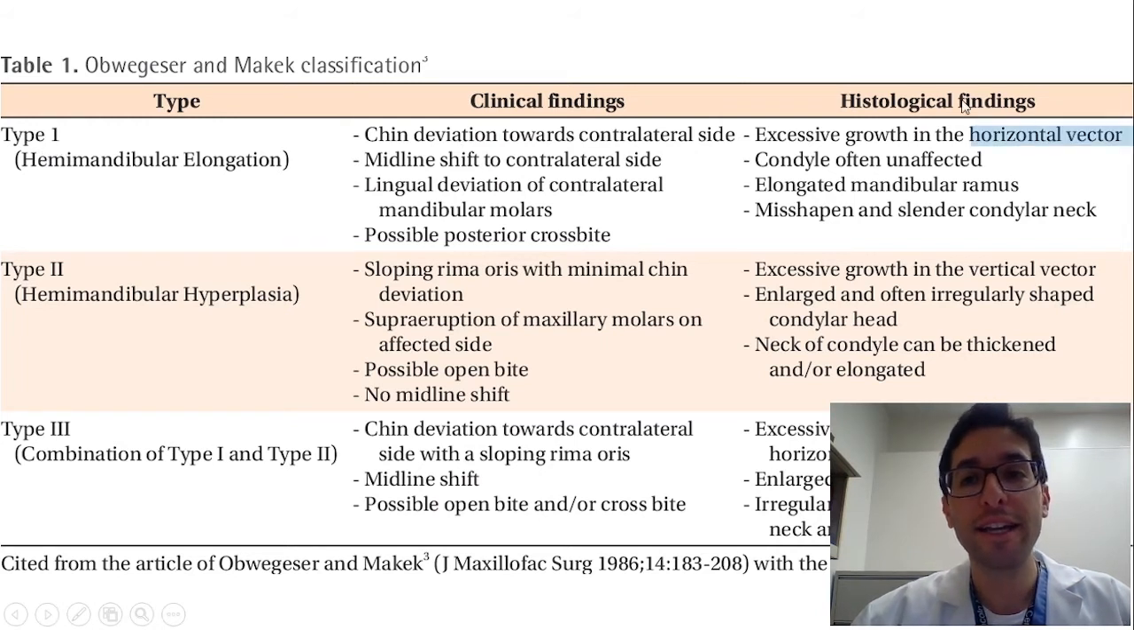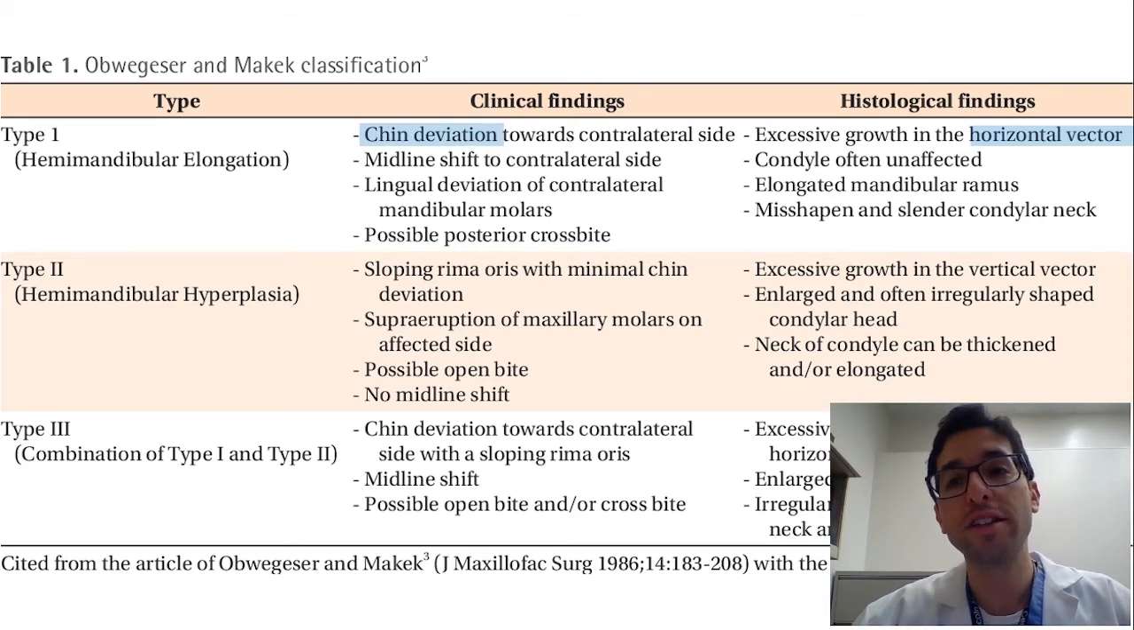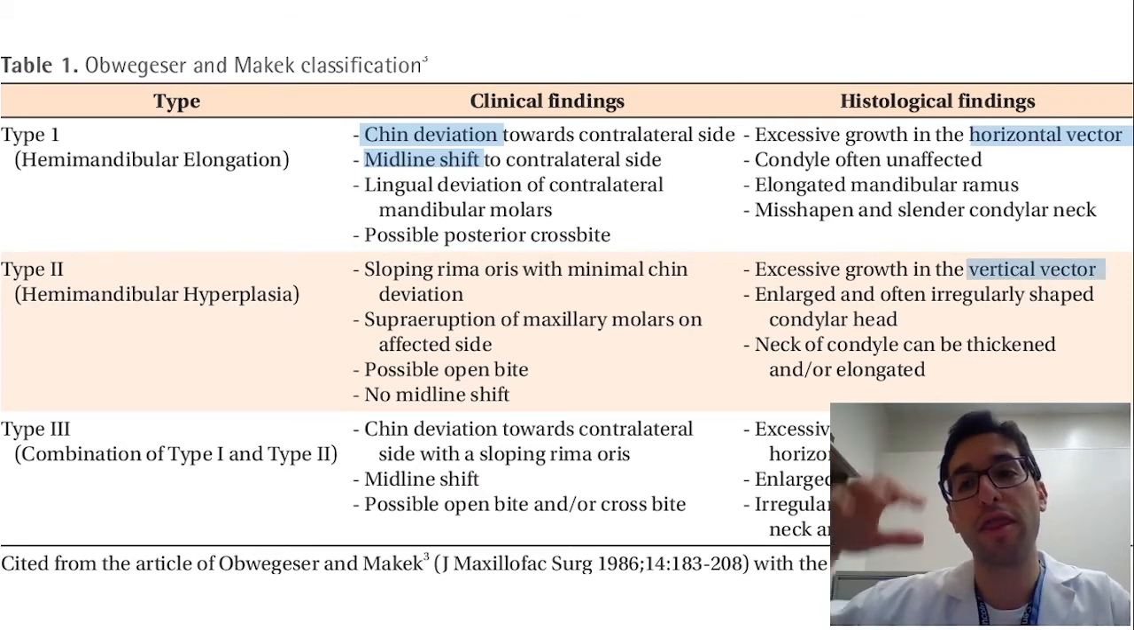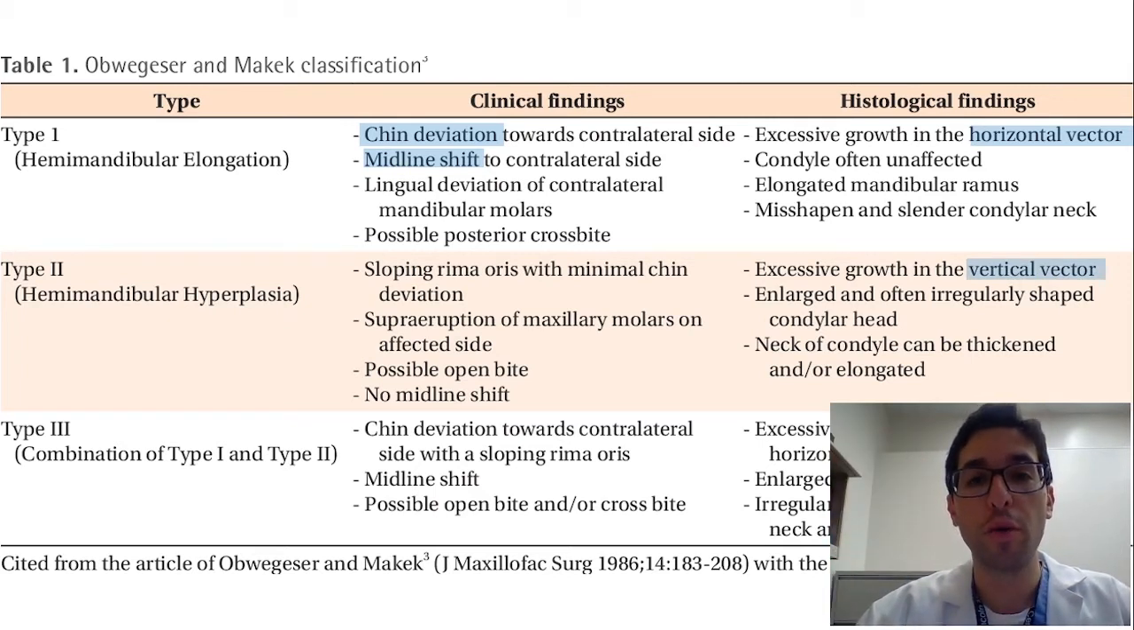Type 1 is in the horizontal vector. That's how he broke it up. And so basically you imagine horizontal meaning width. So it's getting wider. So if the condyle gets wider, you're going to get chin deviation and you're going to get a midline shift. And type 2 is the vertical. That's the length, the elongation. So in that case, you're going to get an open bite. So again, type 1 is horizontal, type 2 is vertical.